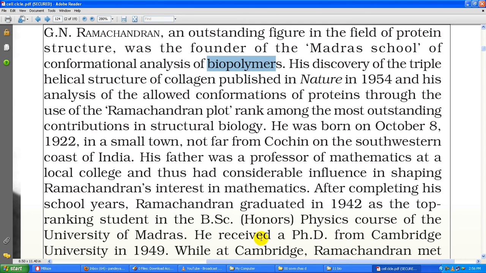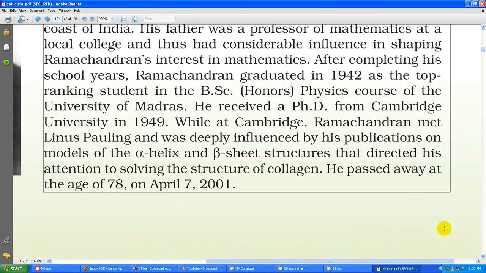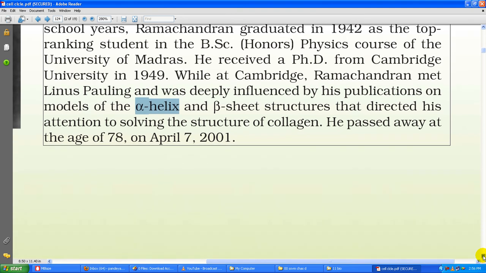He received a Ph.D. from Cambridge University in 1949. While at Cambridge, he met Linus Pauling and was deeply influenced by his publications on models of the alpha-helix and sheet structures that directed his attention to solving the structure of collagen. He passed away at the age of 78, on April 7, 2001.